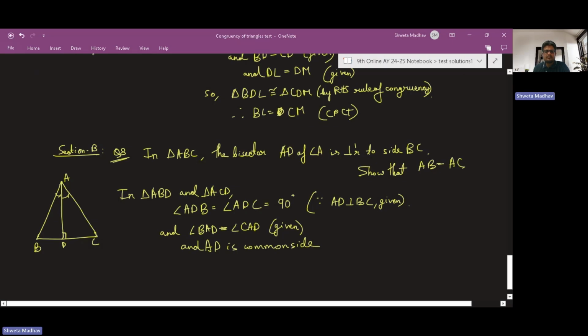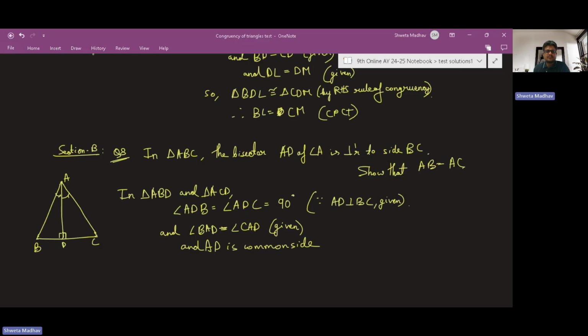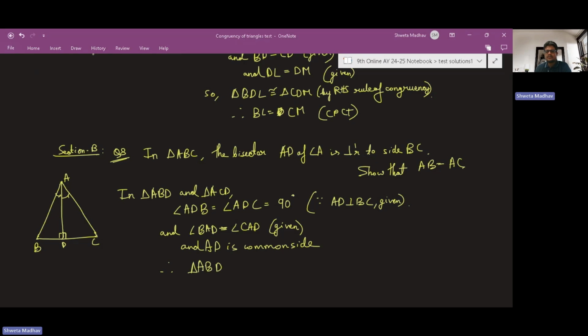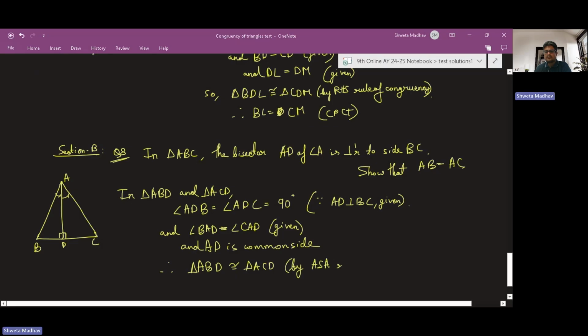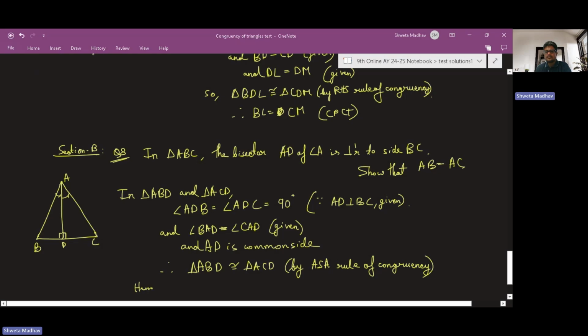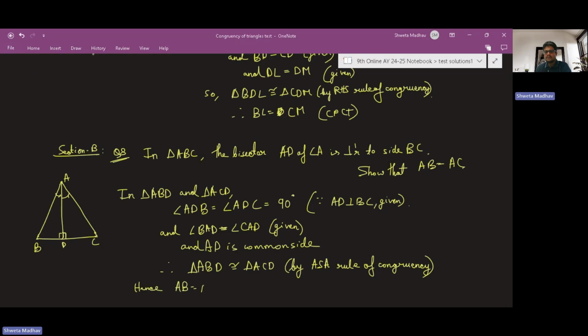So here we have proved that two angles and the included side in these two triangles are equal. So therefore I can say that triangle ABD is congruent to triangle ACD by ASA rule, the angle side angle rule of congruency. So hence we can say that AB equal to AC by CPCT. So hence proved.